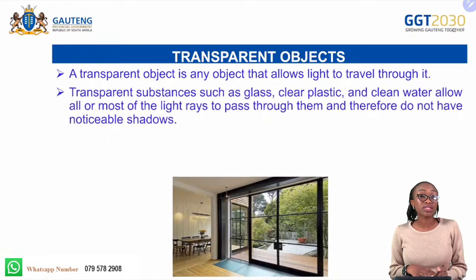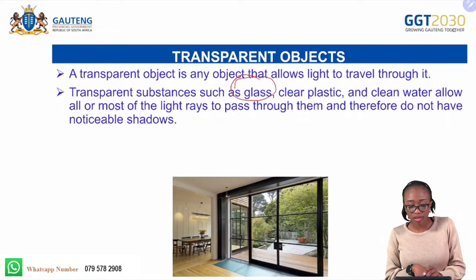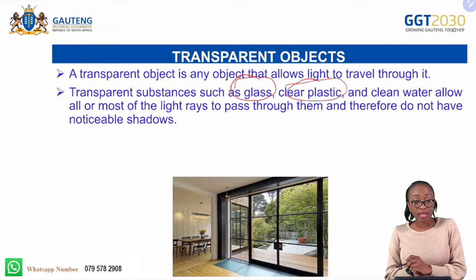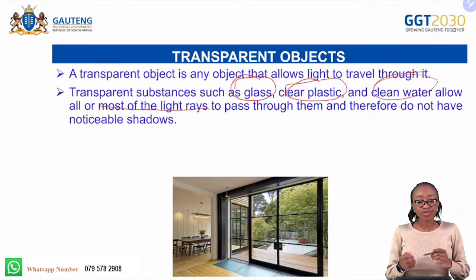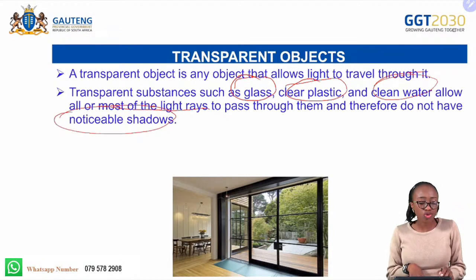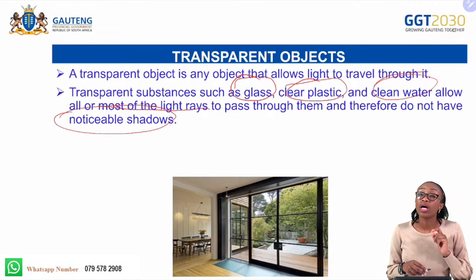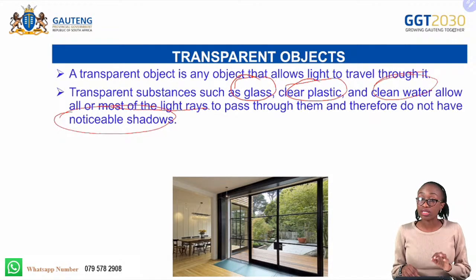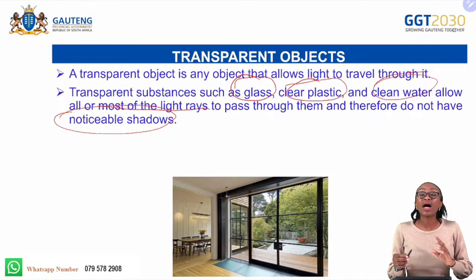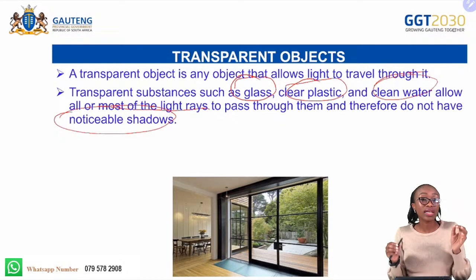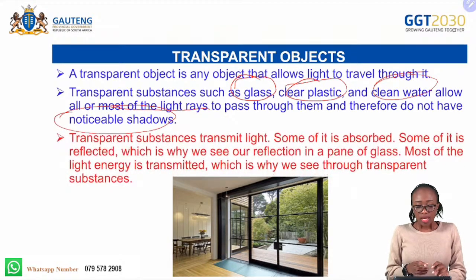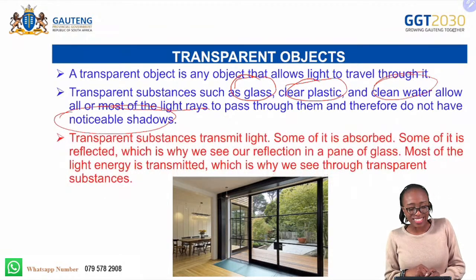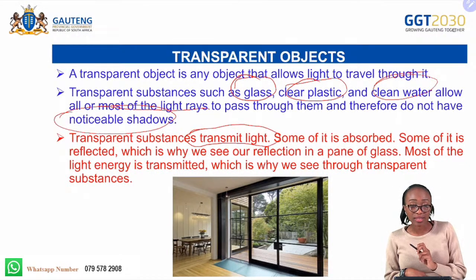So transparent substances, here are some examples such as glass, clear plastic, and clean water. They allow all or most of the light rays to pass through them. Therefore, they do not have noticeable shadows, because they allow a vast majority of the light rays to pass through them. So transparent substances transmit light.